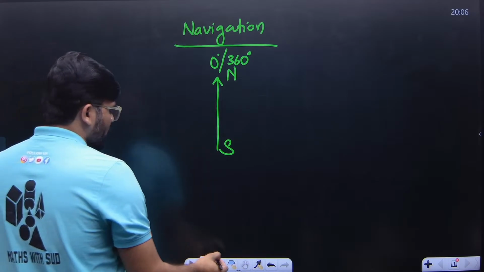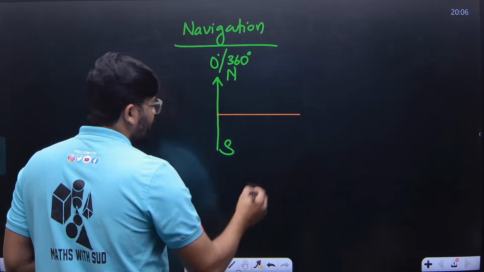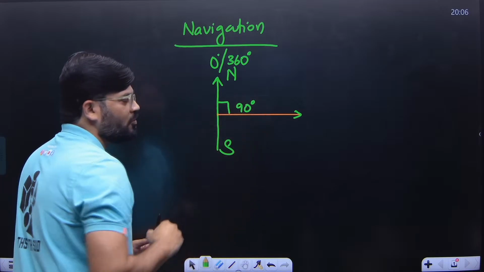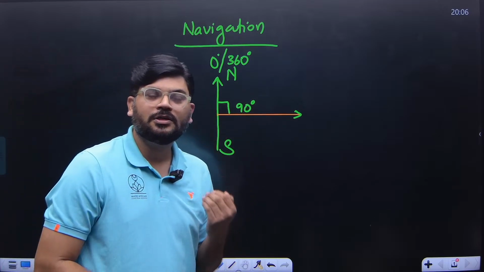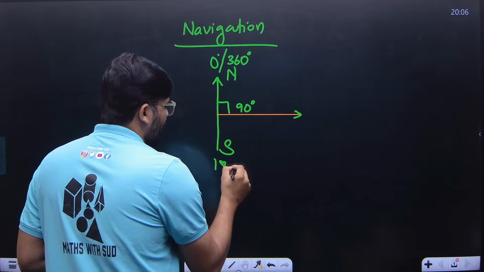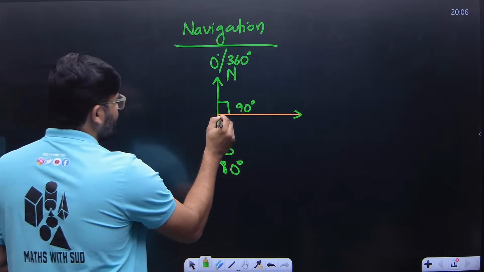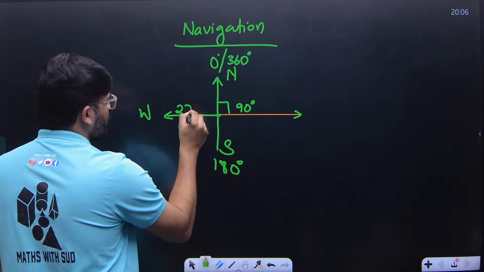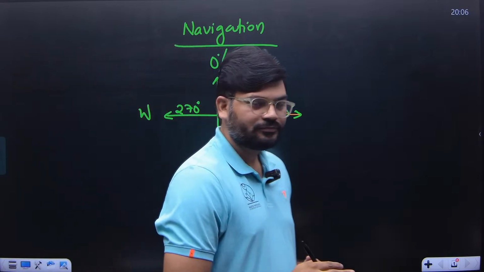If I ask you what will be east, so east is how much? 90 degree. If I ask you what is south, what is the angle of south, so you will say 180 degree. If I ask you what could be the west, so you will say it is 270 degree.